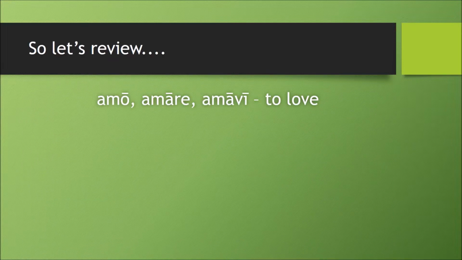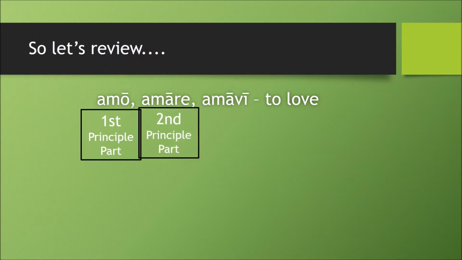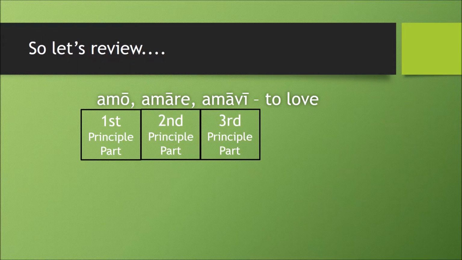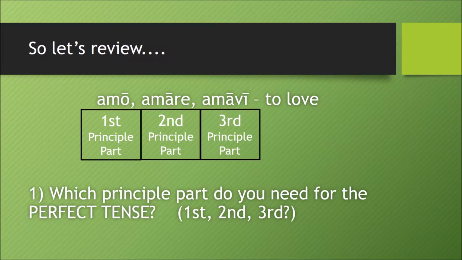Discipuli, here we have the three principal parts of the verb amo, amare, amavi, to love. Which one of those principal parts do you need for the perfect tense? The first, second, or third? Agapai discipuli, it is the third principal part that we use. We'll take the third principal part, take off the I, and then add the rest of the endings to that base.